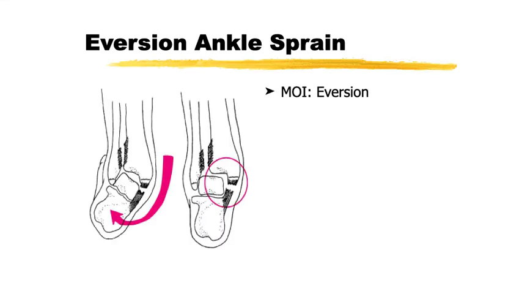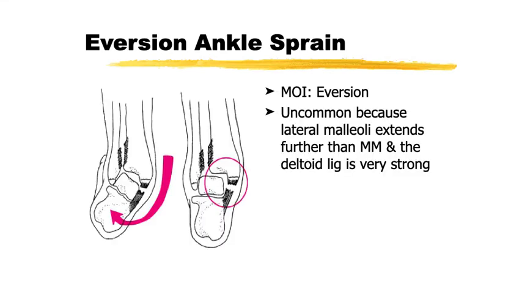Eversion ankle sprains are not very common, because our lateral malleolus extends further down than our medial malleolus, and the deltoid ligament is very strong. That eversion motion is just not very common. You've got a lot of stability if you think about trying to evert your ankle. There's not a lot of motion in that direction, so I'm not going to spend too much time on that.